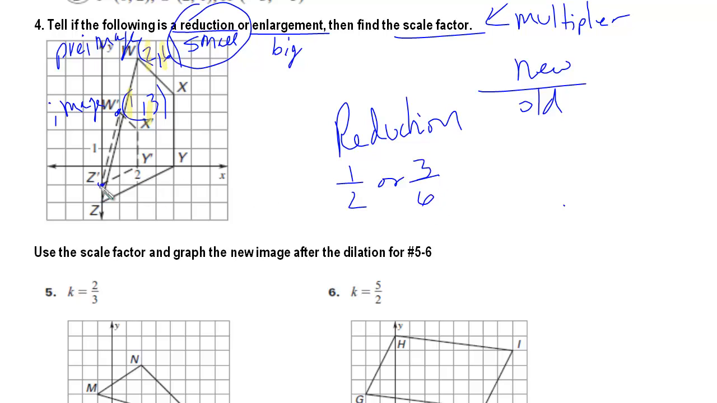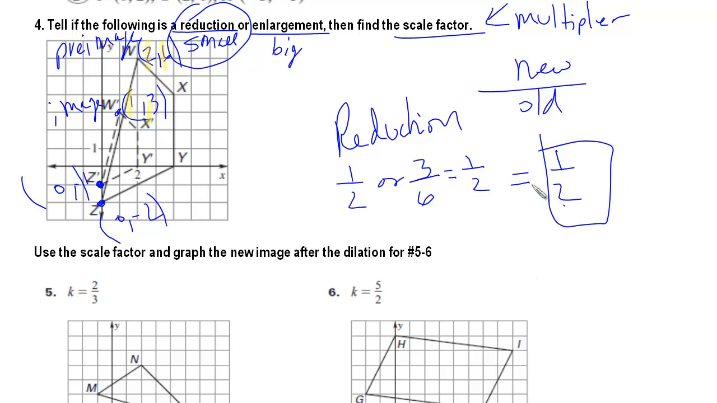If I did Z down here, I see this is at 0, -1. And I see this one is at 0, -2. So when I compare those points, again, I would have the 1 over the 2. So you'll see these are all the same ratio of 1/2. So that is my scale factor. I just compare new over old. Most common mistake is that this will be flipped. So I always think of we prefer the new over the old.